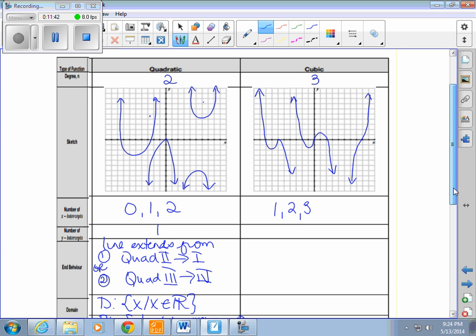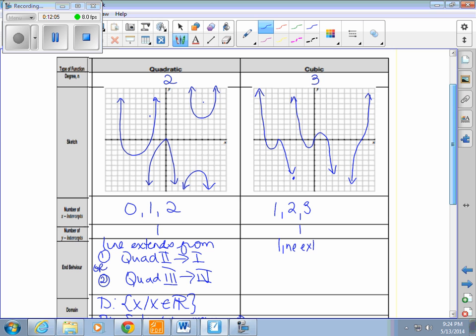It's only going to cross the y-axis in one place. So my first graph, eventually this line here is going to cut the y-axis. In the second one, the middle one, it is cutting it. And in the third one, my bottom half here is going to eventually cut the y-axis.